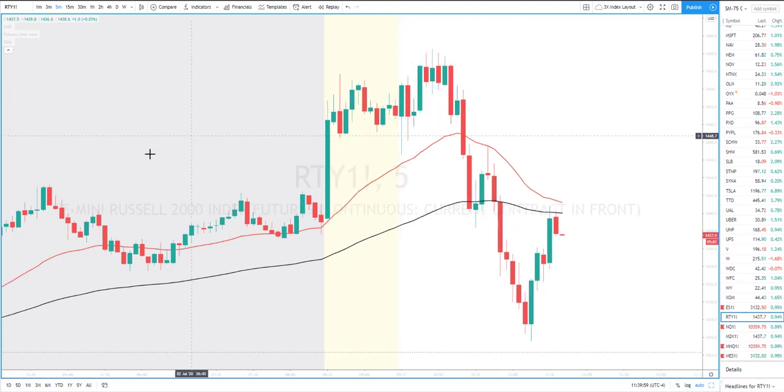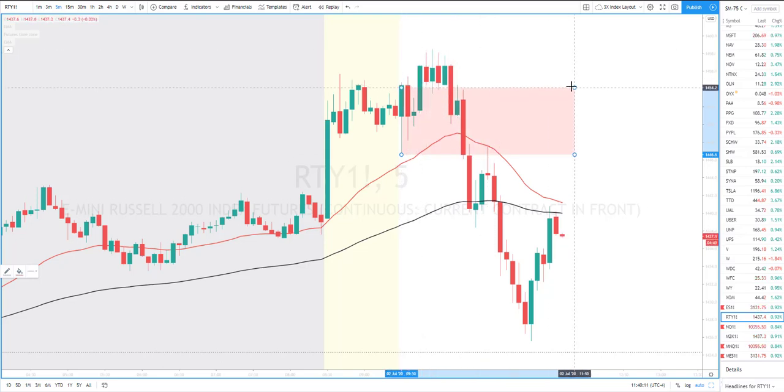The Russell gave us one. The opportunity to get in was a very, very quick opportunity. If you didn't have your order waiting on the dome, you might not have gotten filled. So here's the 5-minute candle. We go from the bottom to the top. Notice the breakout here to the downside.